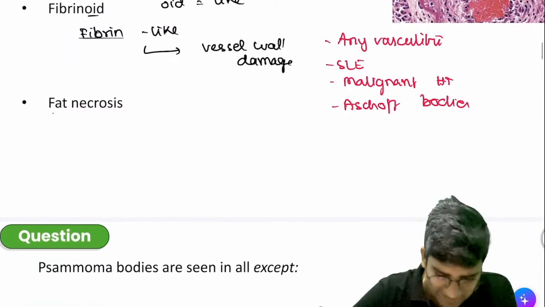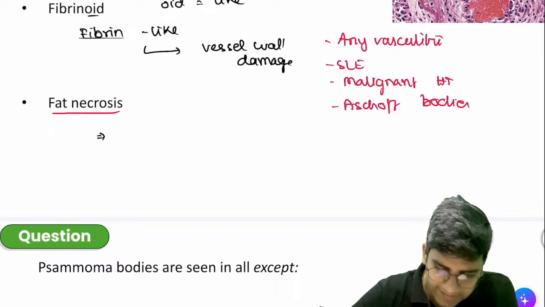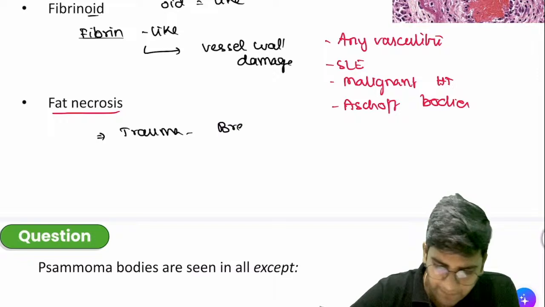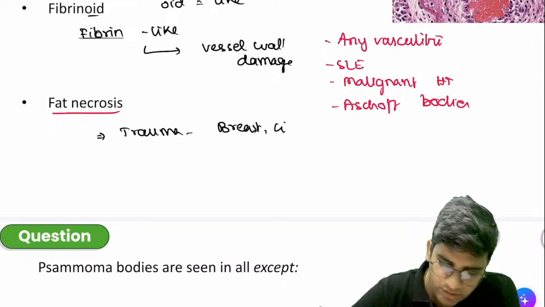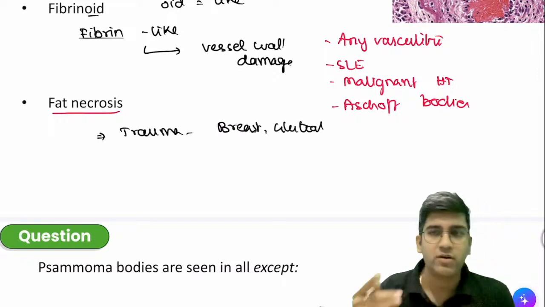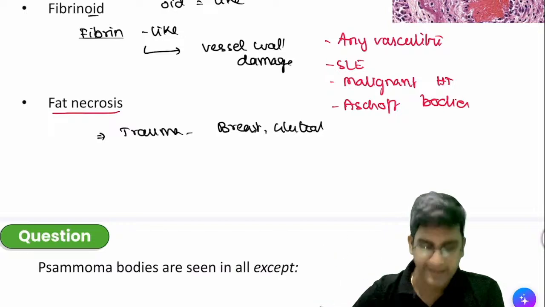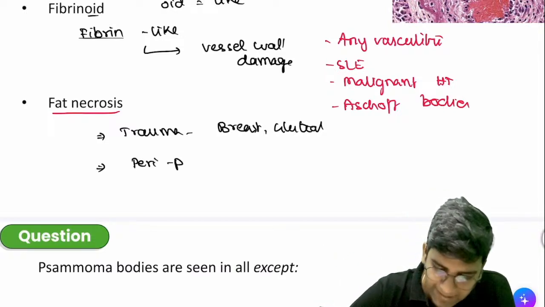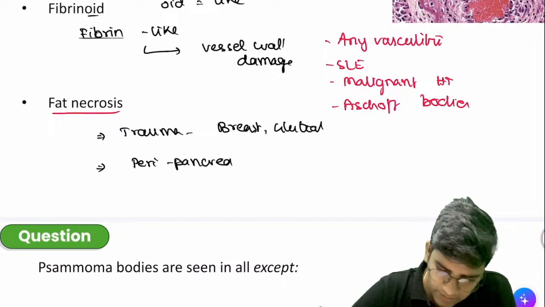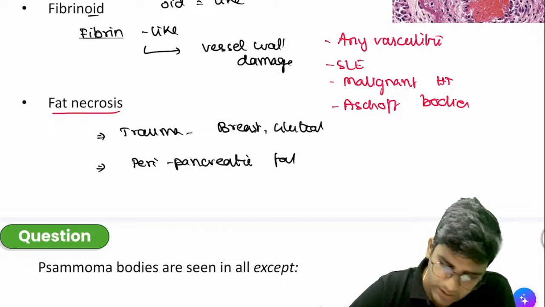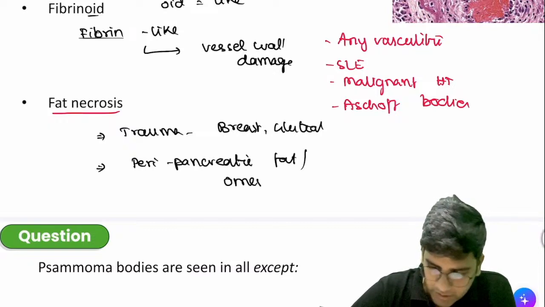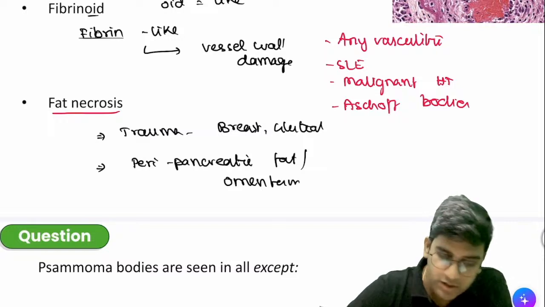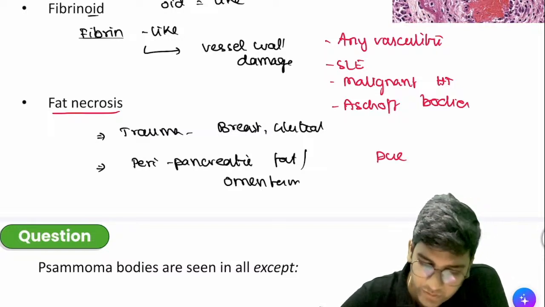Last but not least, fat necrosis. Fat necrosis I can see due to trauma in breast parenchyma, in the gluteal region, all these areas where you have lots of fat, you can have trauma-induced fat necrosis. And then I can have it in peripancreatic fat, or I can have it in omentum, okay, due to liquefactive necrosis, due to pancreatitis.